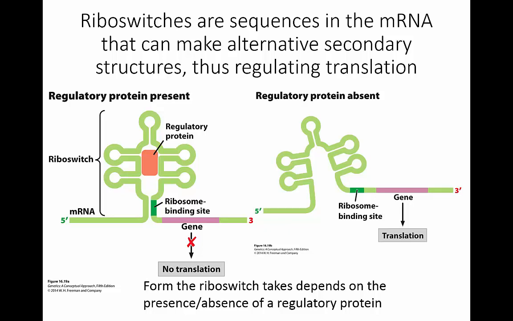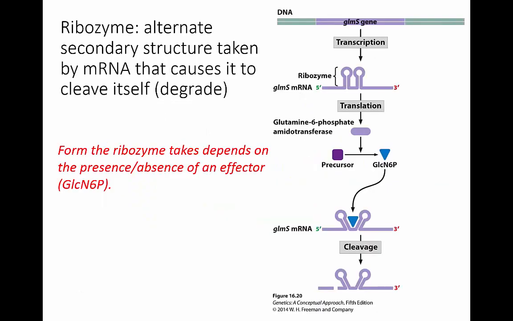In the absence of that regulatory protein, that messenger RNA forms a different secondary structure. Then that ribosome binding site, the Shine-Dalgarno sequence, would be accessible, and the ribosome can bind on there and translate the protein. The last example is something called a ribozyme.